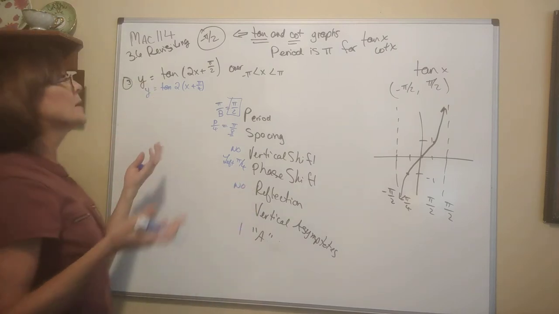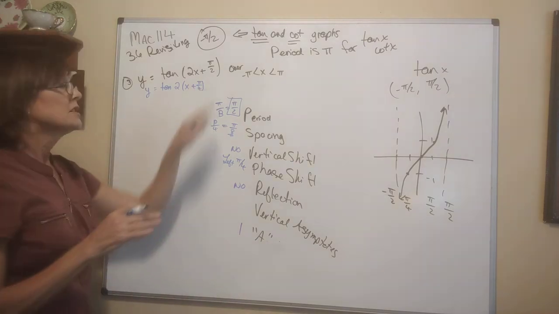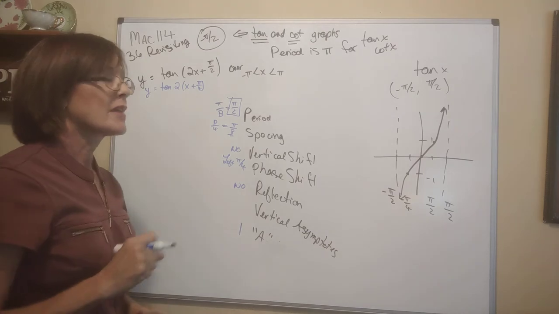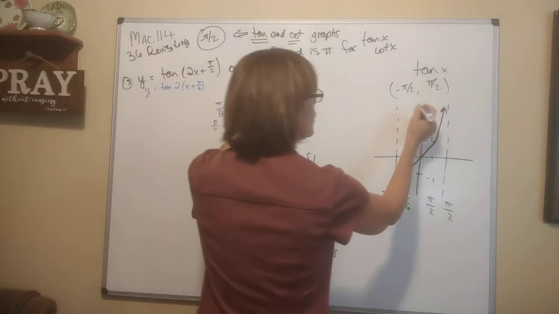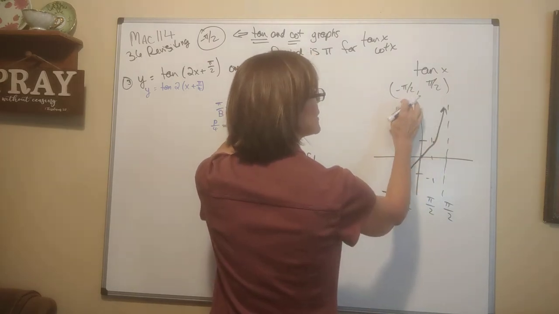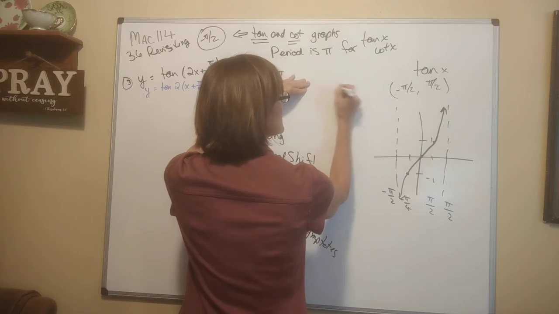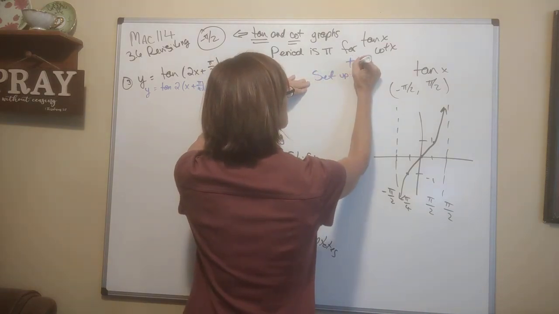Now, what do I mean by interval method? This is what I mean. When there's a phase shift, it's easy to kind of get these graphs wrong, so I like to do this for tangent. I say, well, what does a normal tangent go by? It normally goes between negative pi over 2 and pi over 2. So what I'm going to do is set up this interval. Set up, this is for tangent.